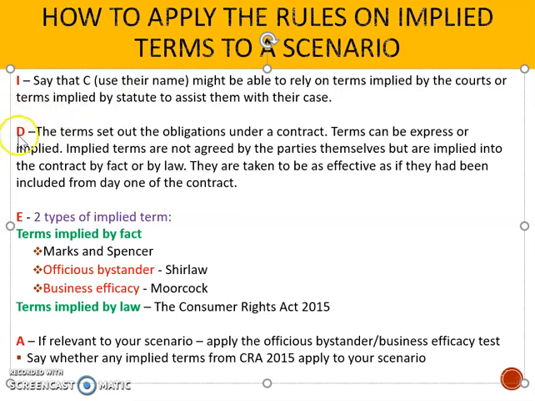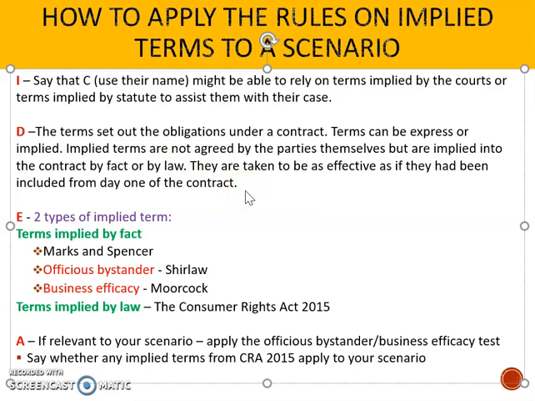And then in terms of definition, defining implied terms, I've said the terms set out the obligations under a contract. Terms can be express or implied. Implied terms are not agreed by the parties themselves, but are implied into the contract by fact or by law.